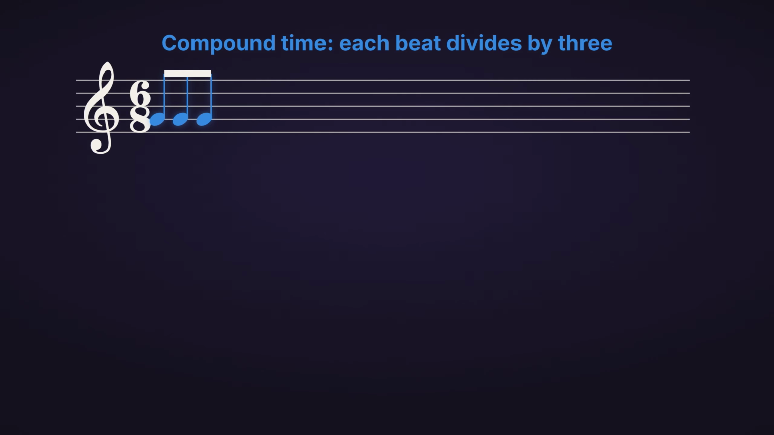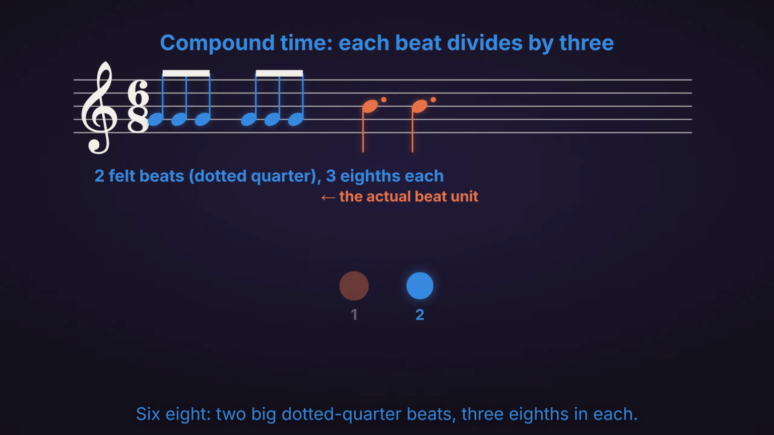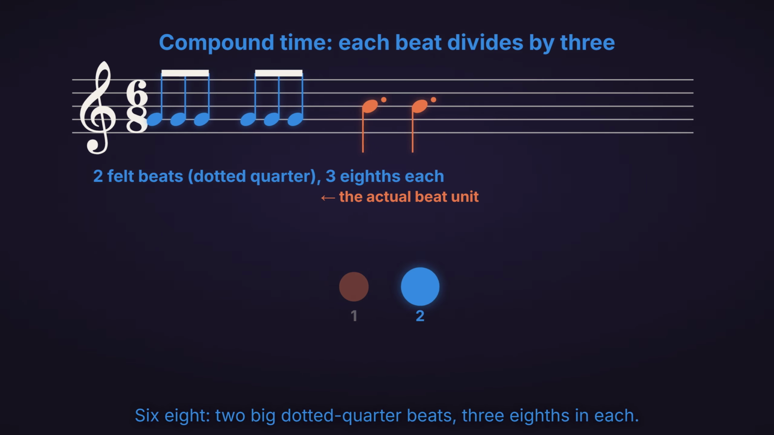You feel 2. 2 large beats per bar, each one a dotted quarter note, each one holding 3 eighth notes inside it. The 6 is just the total eighth note count. The real beat is the dotted quarter. When a composer writes 6/8, they are not asking you to count to 6. They are asking you to feel 2 large, rolling beats, each one subdividing into 3.